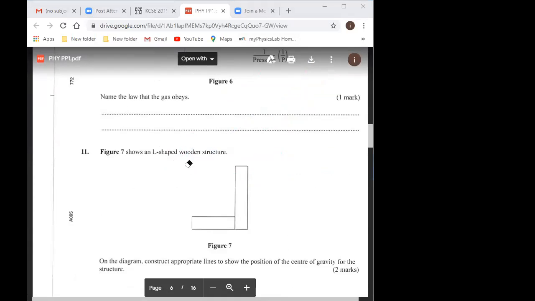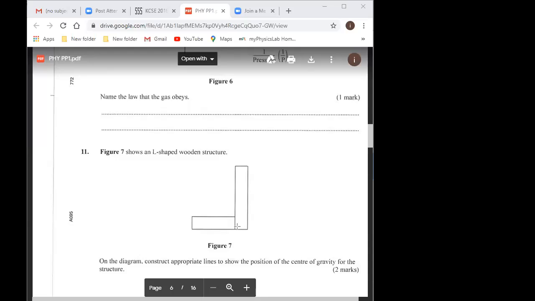The figure below shows an L-shaped wooden structure. On the diagram, construct appropriate lines to show the position of the center of gravity of the structure. It is good as you keep on revising, you'll be checking the textbooks and whatever they have. For example, this is a diagram that is in KLB book 2, the exact diagram as it is.